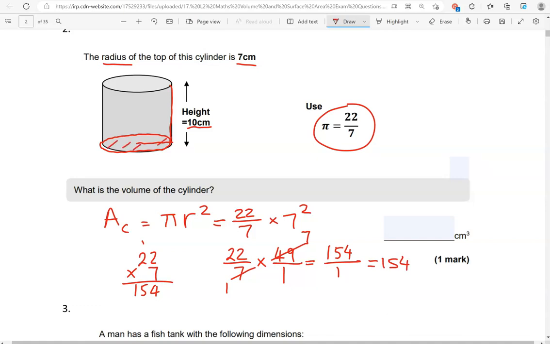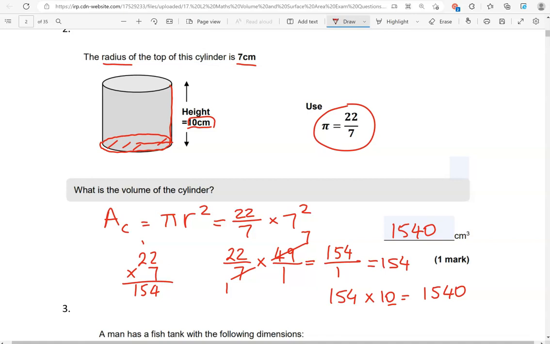We're going to multiply by the height, which is 10. So 154 times 10 gives us 1,540, just adding 0 at the end. Now here you could have multiplied 22 by 49 and then divided that by 7, which would give you the same answer in the end.